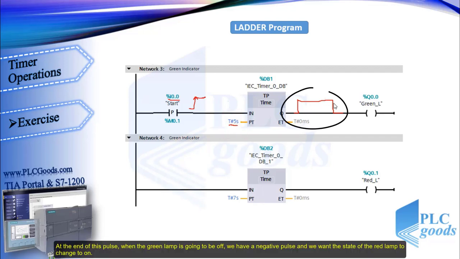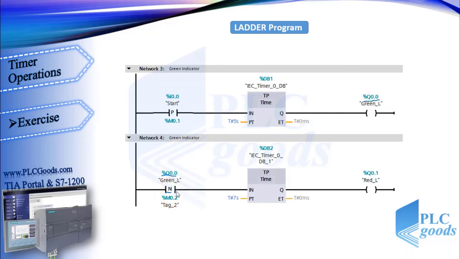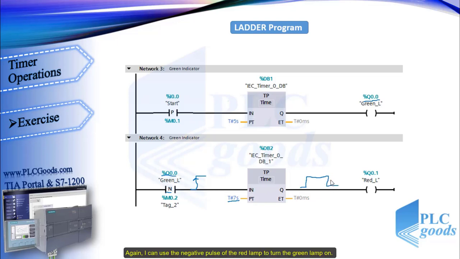At the end of this pulse, when the green lamp is going to be off, we have a negative pulse and we want the state of the red lamp to change to on. So here I use this negative pulse to turn the red lamp on for 7 seconds. Again, I can use the negative pulse of the red lamp to turn the green lamp on.